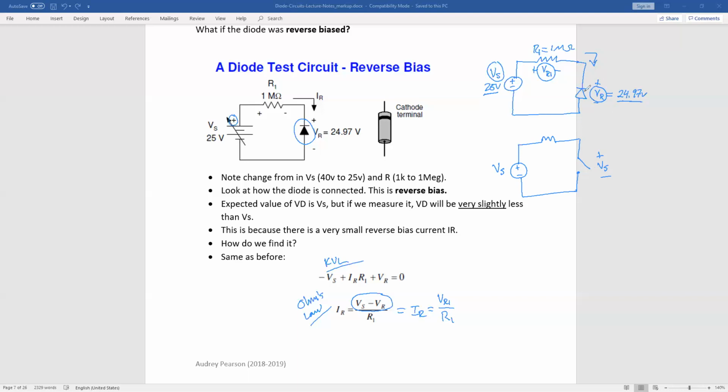However, there's a little bit of a difference when we actually use a diode, because there is that very tiny reverse bias current that can flow through. So that's why we're going to see a little bit of a voltage drop, and it's not exactly like having an open switch. Okay, so we're using the same general idea here, and we're going to see just how small that current actually is in this situation.